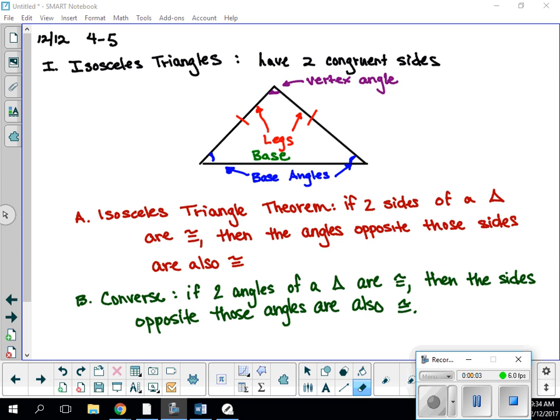So we're going to look at properties of isosceles triangles and a little bit about equilateral triangles. You need to know the different parts of an isosceles triangle. The legs are the sides that are the same length. The base is the third side. The base angles are the two angles that are across from the congruent sides. The vertex angle is across from the base.